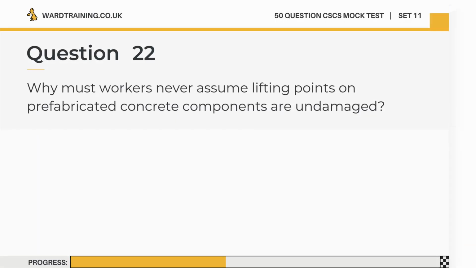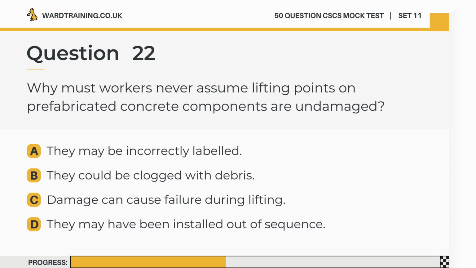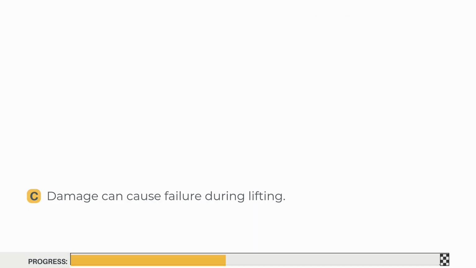Question 22. Why must workers never assume lifting points on prefabricated concrete components are undamaged? A. They may be incorrectly labeled. B. They could be clogged with debris. C. Damage can cause failure during lifting. D. They may have been installed out of sequence. The correct answer is C. Damage can cause failure during lifting.